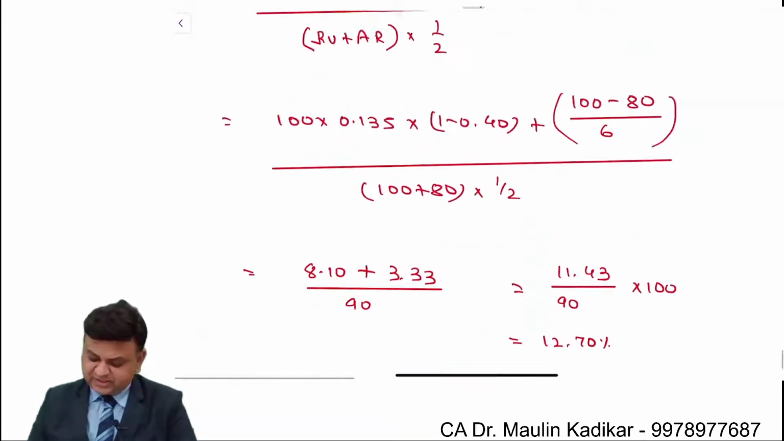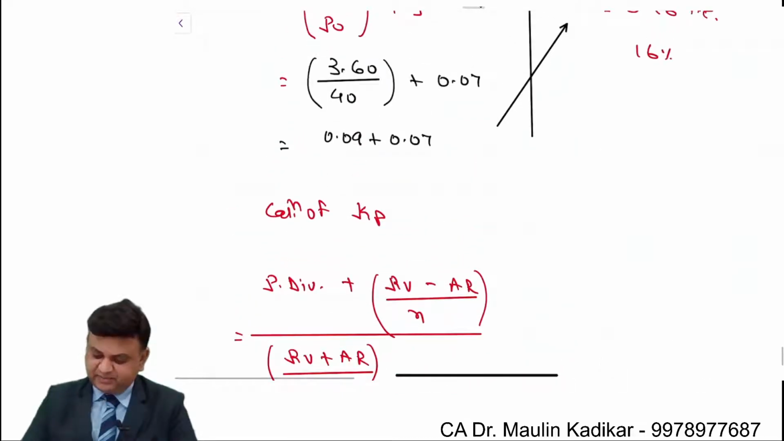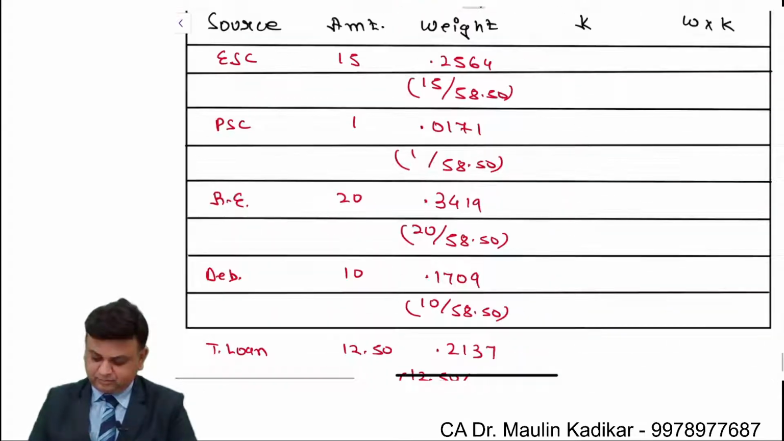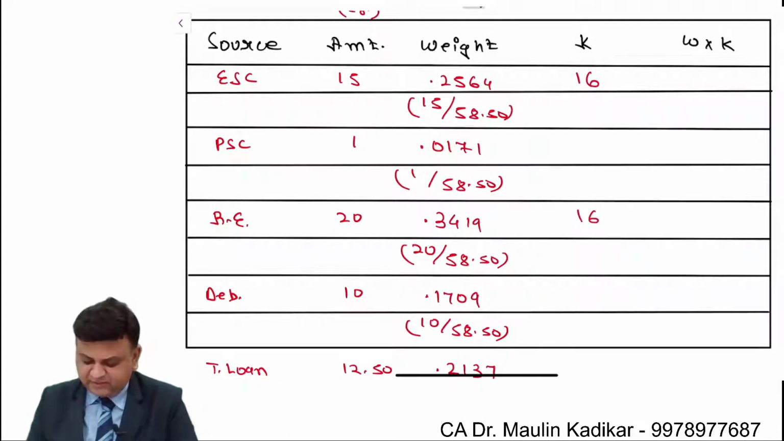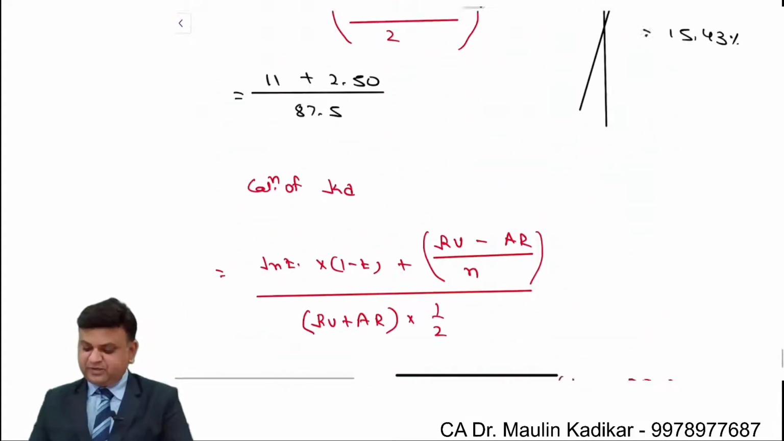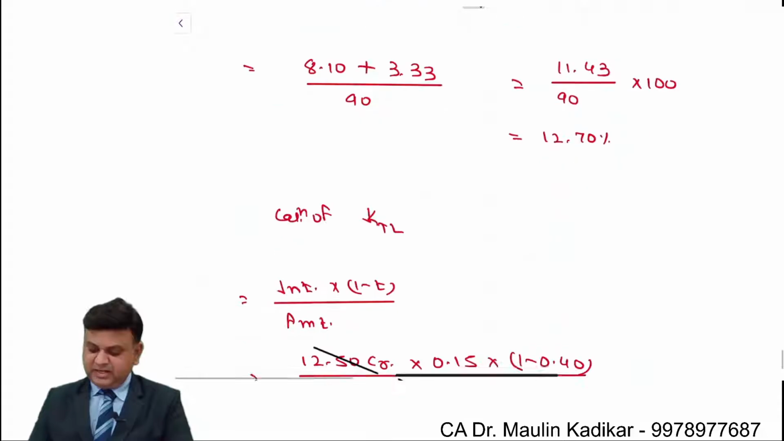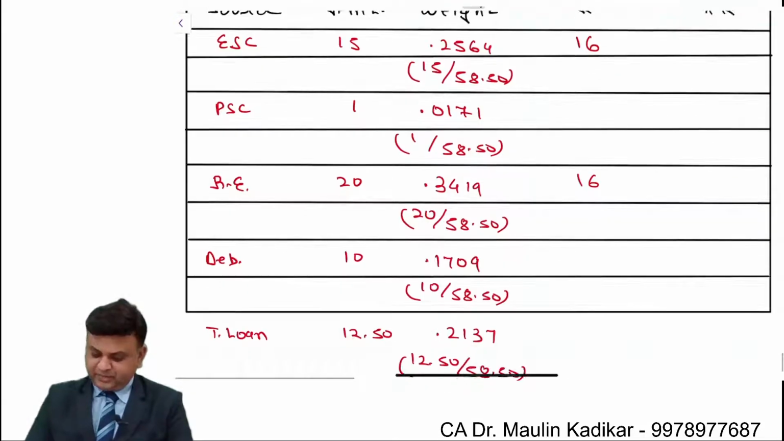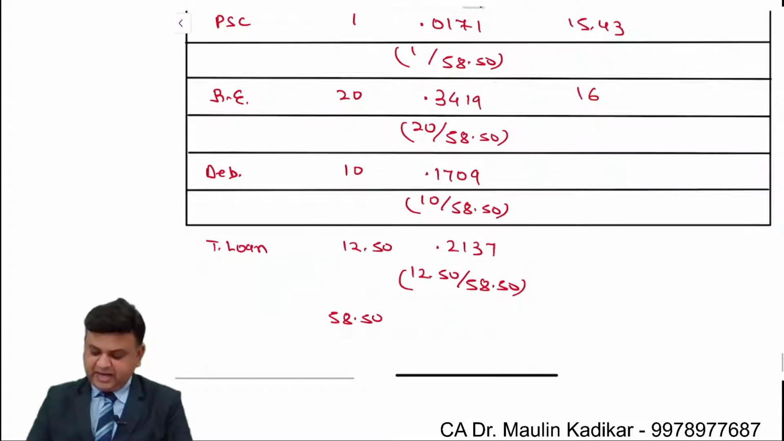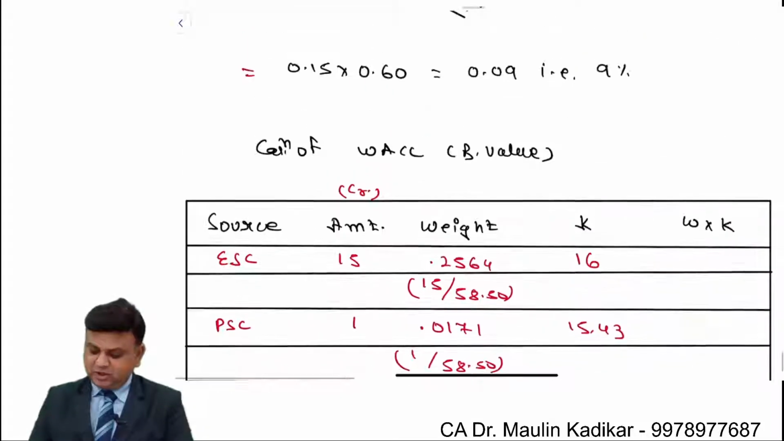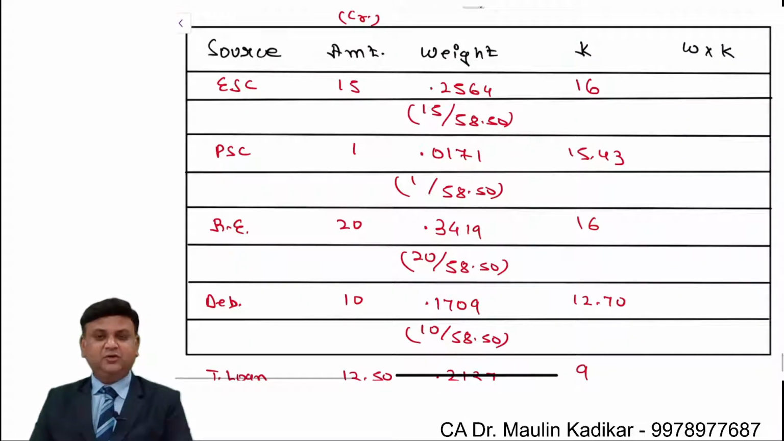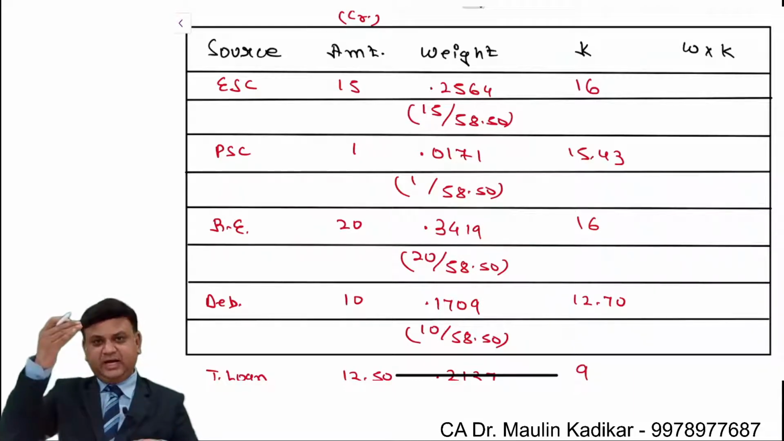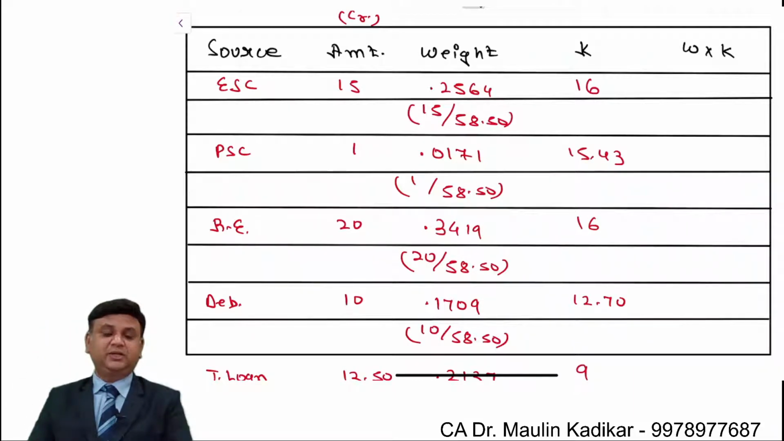As far as the cost of equity is concerned, that we have found, I think it is 16%. So this is 16%, as well as the cost of return on equity is 16%. Cost of preference share capital is 15.43 and this is 12.7. Cost of term loan is 9%. So the weight into cost, weighted average cost will be found, and that is considered to be the overall or weighted average cost of capital.